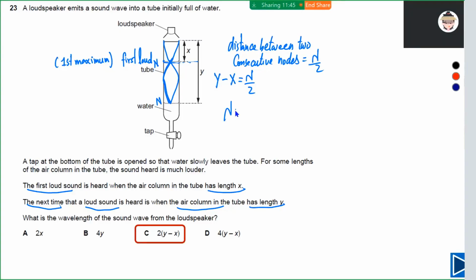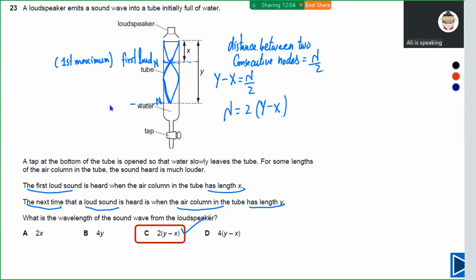And the question is asking you to calculate lambda. So lambda is simply equal to 2 times y minus x. So that's the reason this one is the answer. Okay, so this is how you can figure out the answer. It's a very common question. You will see this one in many past papers.